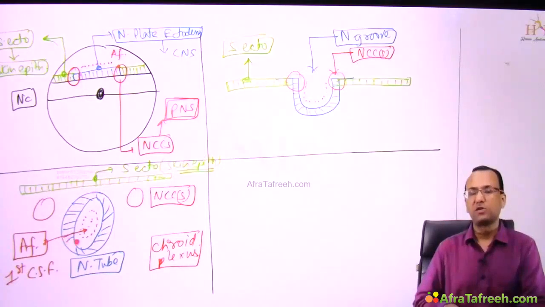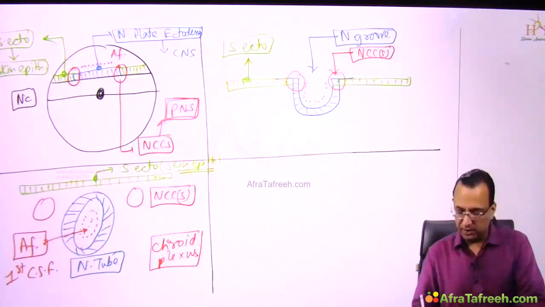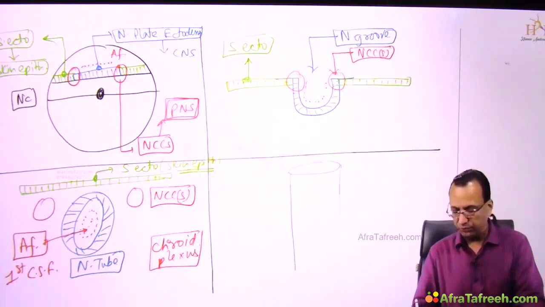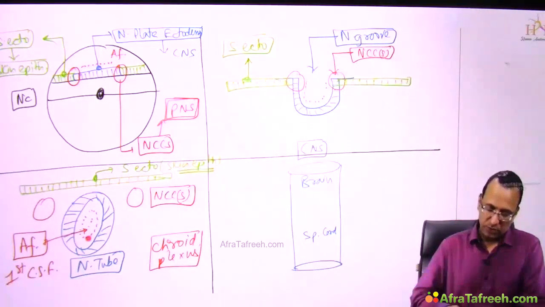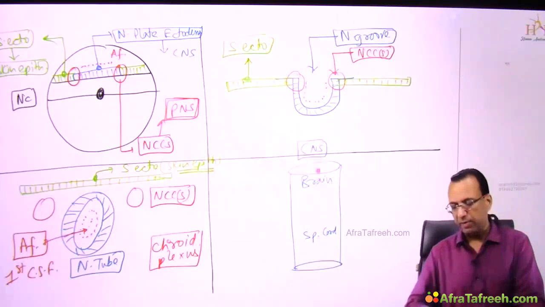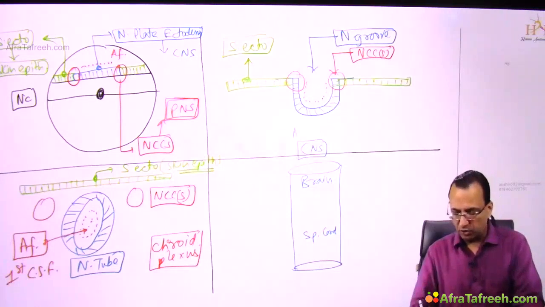Now this was a transverse section of the neural tube. Let us look at the neural tube in a complete view. This is the neural tube. The upper part forms the brain, the lower part forms the spinal cord, the CNS. So this was a transverse section, but the neural tube is a long tube, and the upper part will form the brain and the lower part will form the spinal cord. Yes, that is all coming from the neural tube, forming the CNS.